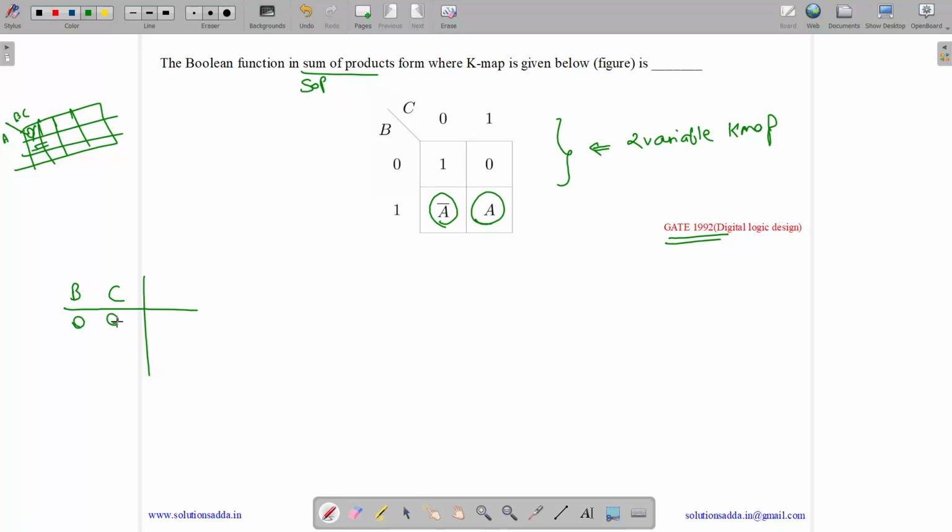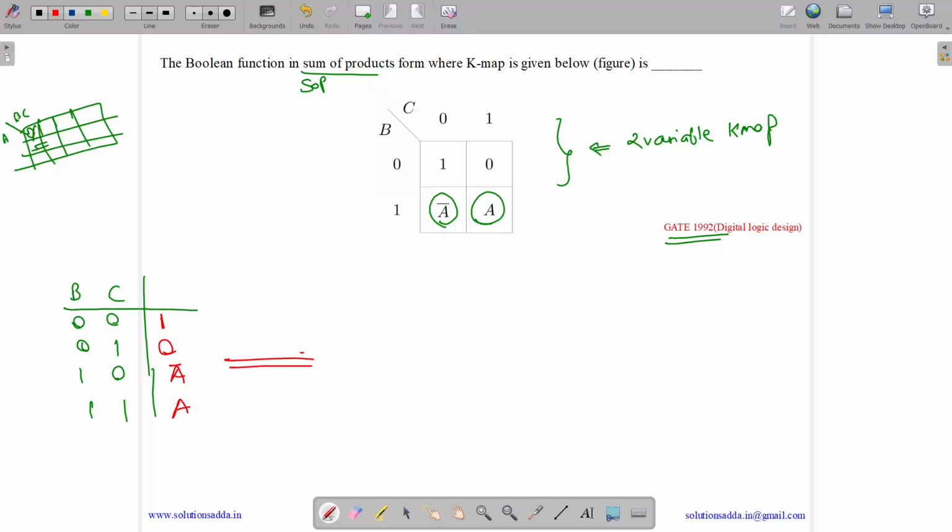So for 0 0, 0 1, 1 0, 1 1, what is the output? See, for 0 0 we have 1, for 0 1 we have 0, for 1 0 we have A complement, and for 1 1 we have A.